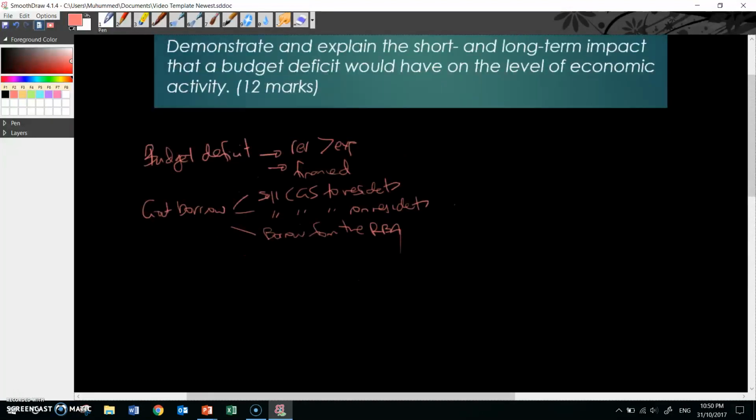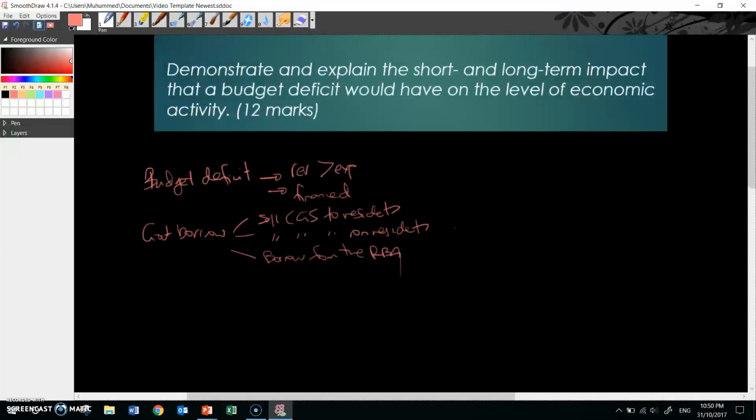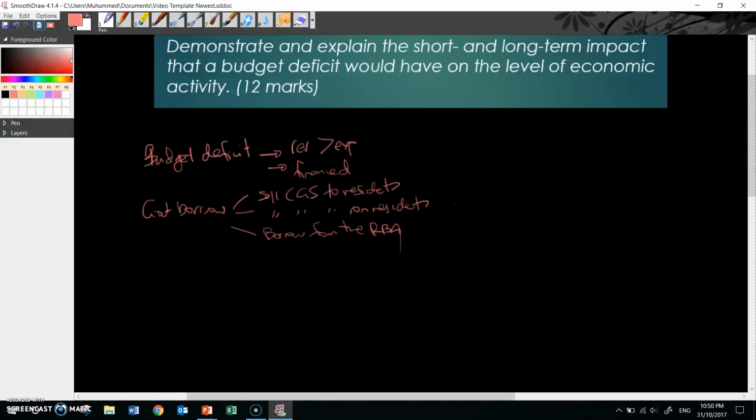So for the next question, demonstrate and explain the short and long-term impact that a budget deficit would have on the level of economic activity. So how would I plan for that? What I would do is straight away, I would stay on the safe side and I would again define what the budget deficit means.